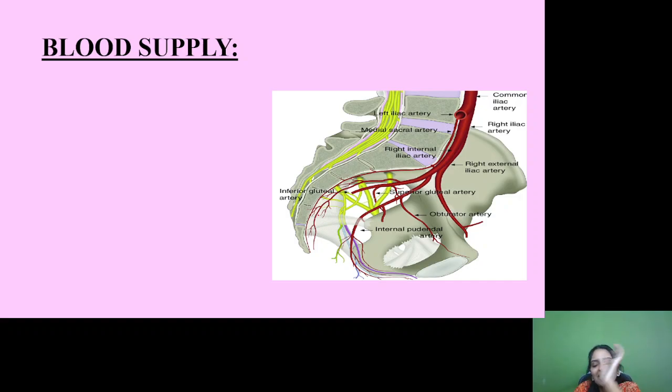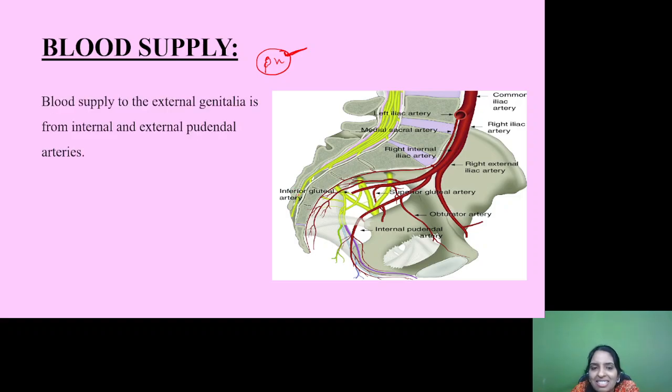Next, we came to the end. Just 5 more minutes. See, blood supply. As I said, anatomy means where the organ is present, where it starts, where it ends, what its function is, and what its blood supply is. These are important basic things, and any other 2 important points regarding that organ.